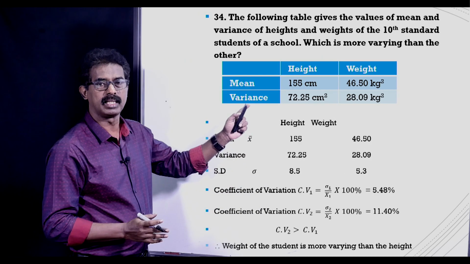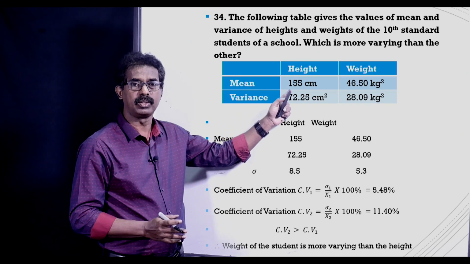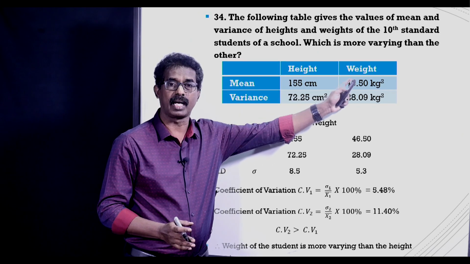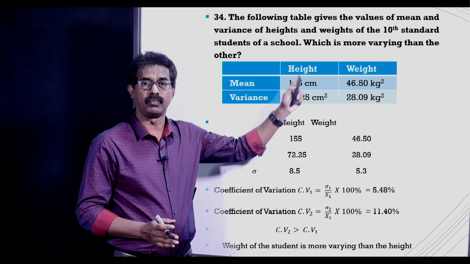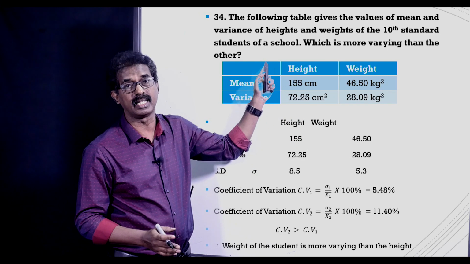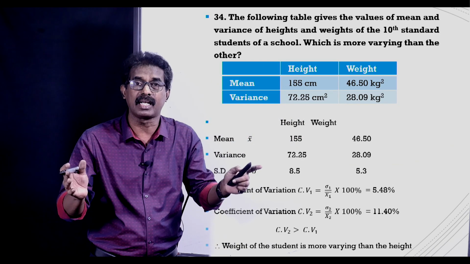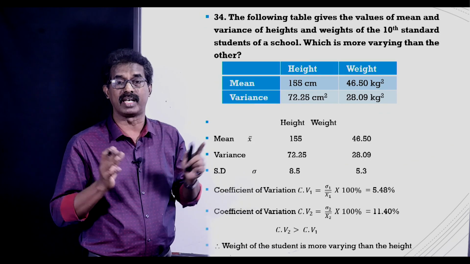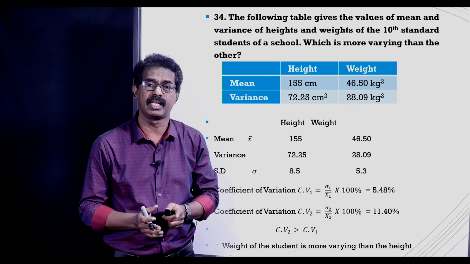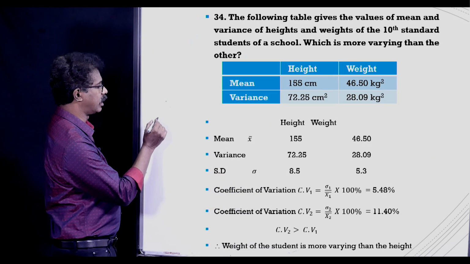So now listen here, what is given here? Mean given, two things, height and weight. Height and weight given. So which is more varying than the other? So we have to compare it. For such cases, you find the coefficient of variation. What's the formula? Sigma by x bar into 100, right?